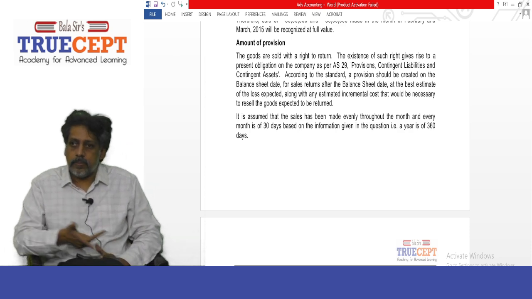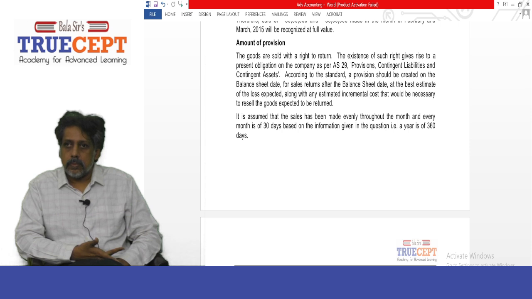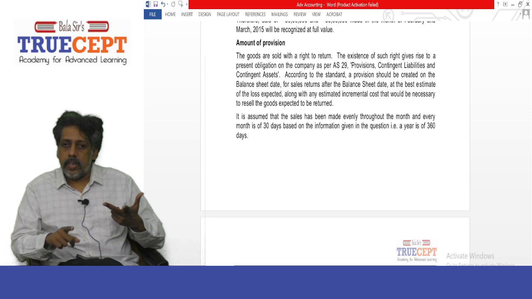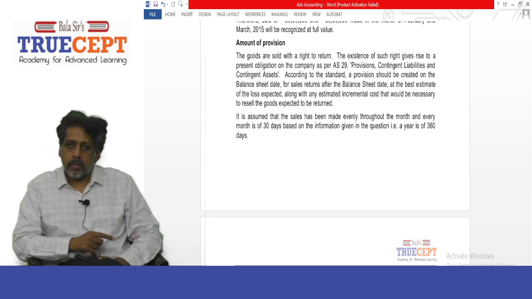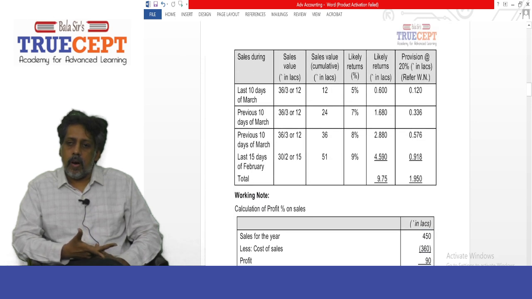Is that fine? It is assumed that sales have been made evenly throughout the month, and every month is of 30 days based on the information given in the question, that is 360 days in a year, so 30 days a month. Now there is a nice table given. What are the column heads? First column, sales during. Next, sales value, rupees in lakhs. Sales value cumulative, rupees in lakhs. The likely return percentage, percentage of goods returned. Then the likely return, rupees in lakhs. And last is the provision at the rate of 20%.